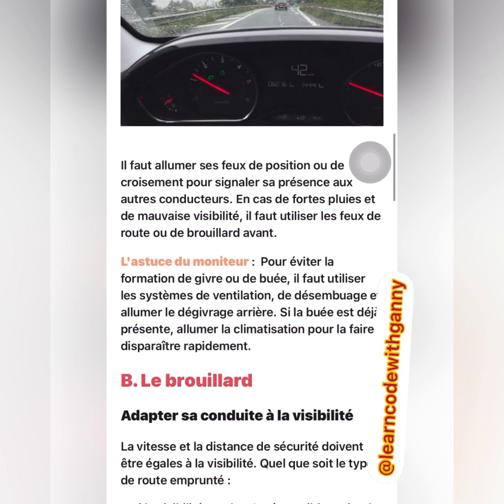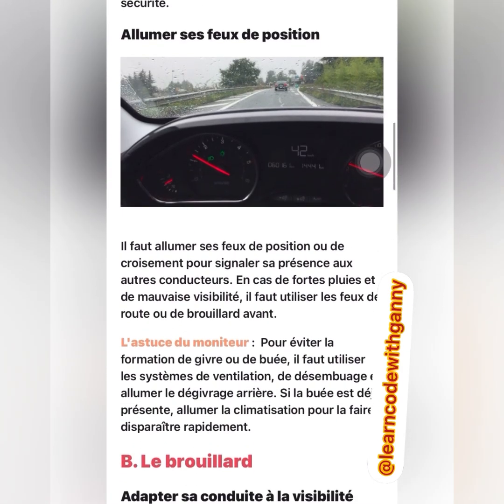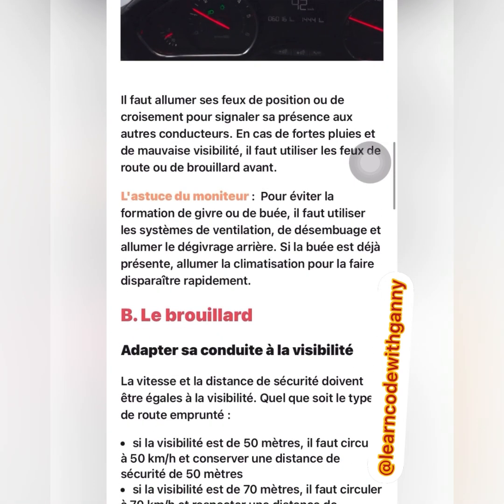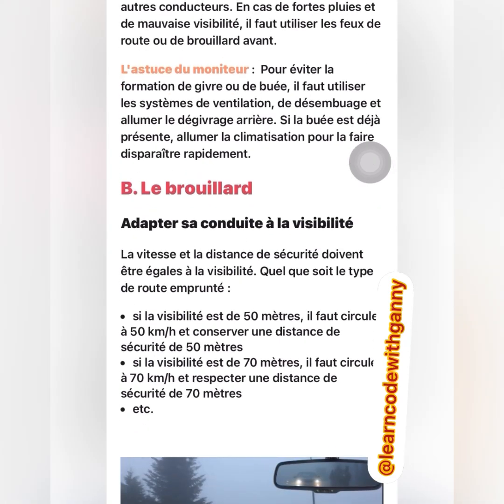Okay. Another thing you can do is turn on your position lights, the ones we talked about in the other video. Make sure you turn them on. You have to turn on your position light or crossing light to signal your presence to the other drivers. In the case of heavy rain or poor visibility, full light or fog light must be used. Let's take note of that.